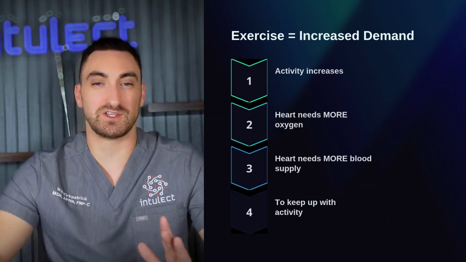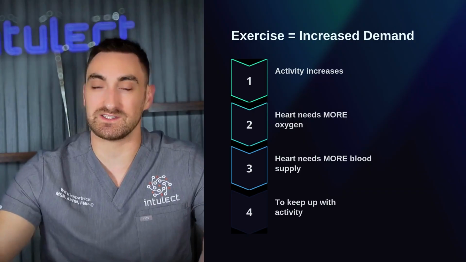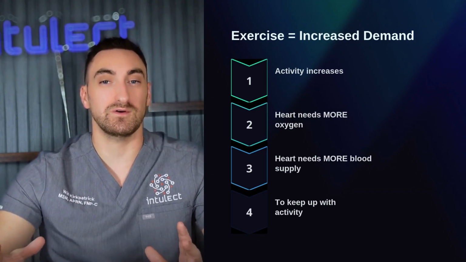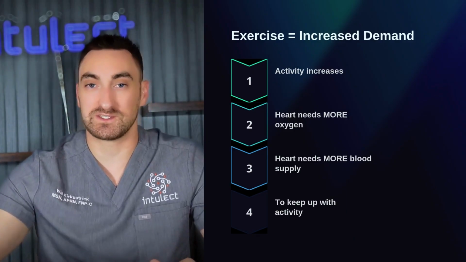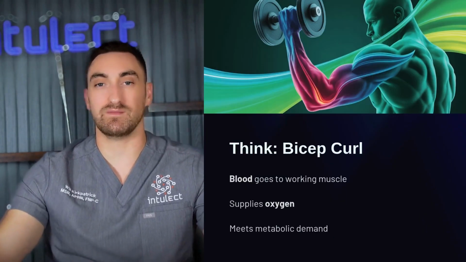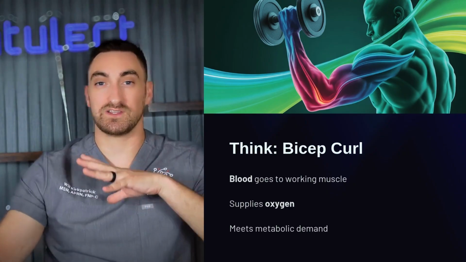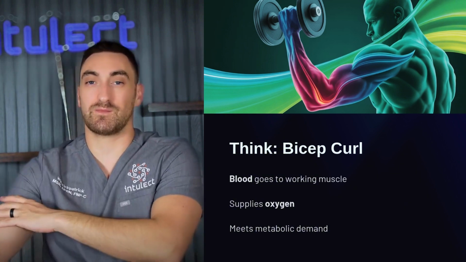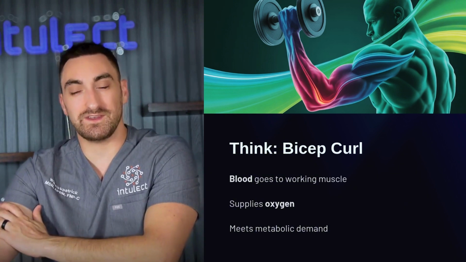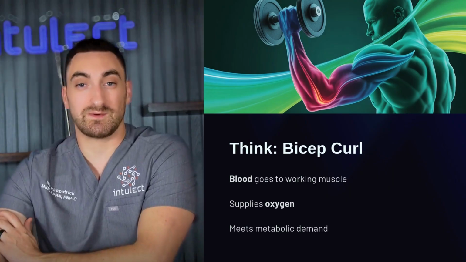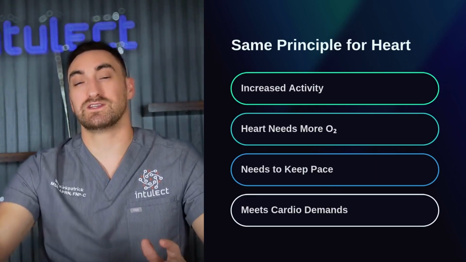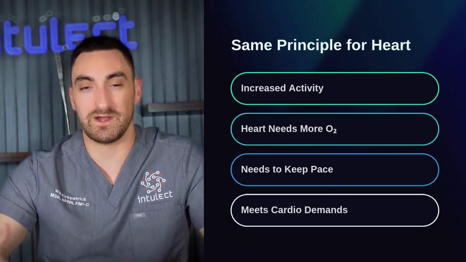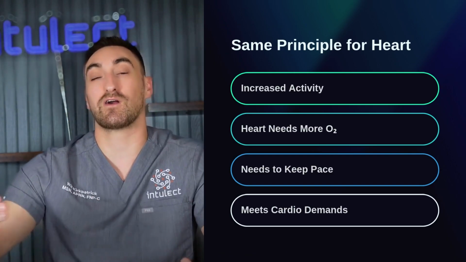So it's usually associated with some increased activity, which makes sense because when you exercise, you're increasing the myocardial, the muscle of the heart, demand for blood supply. So just like anything else, if I'm doing a bicep curl, well, blood just naturally goes to it, right? That's because the blood is there to supply more oxygen. There's a bigger metabolic demand that my bicep needs when I'm doing curls. So same thing with the heart. When I'm increasing activity, my heart needs more oxygen and blood supply to keep up with the pace, to keep up with my cardio.